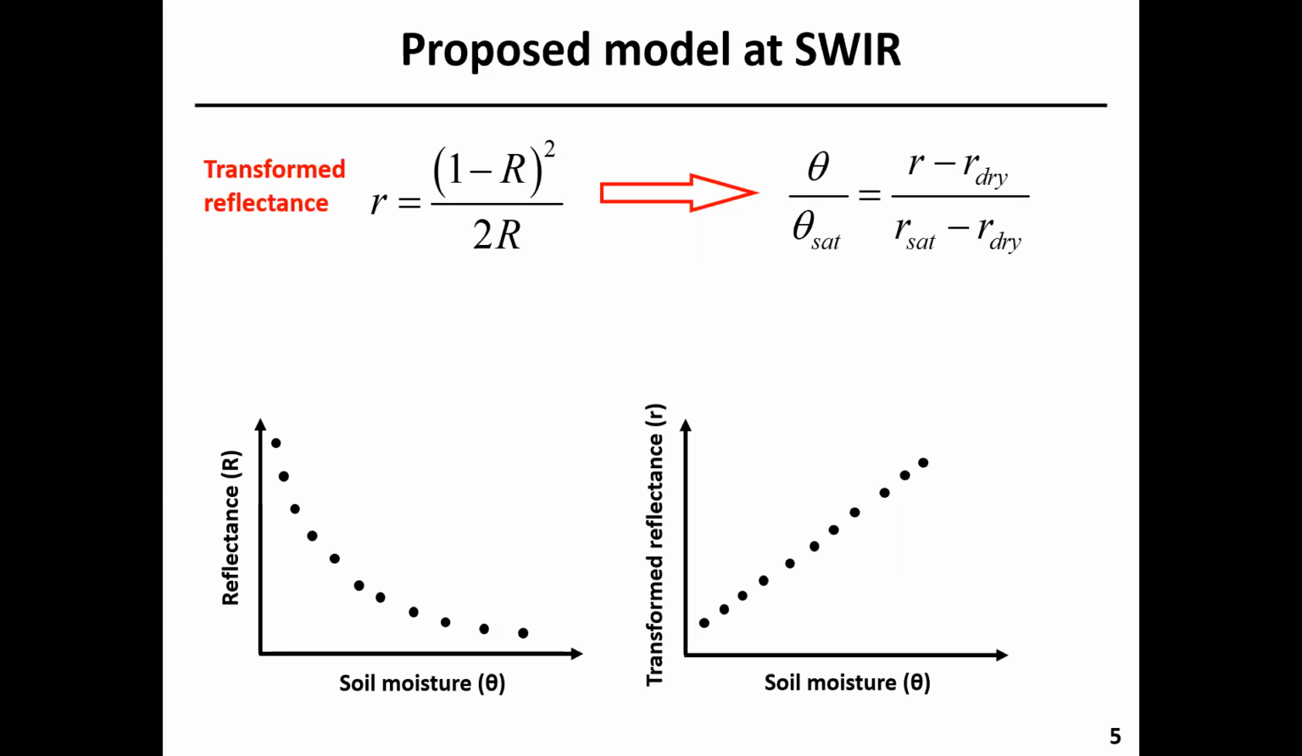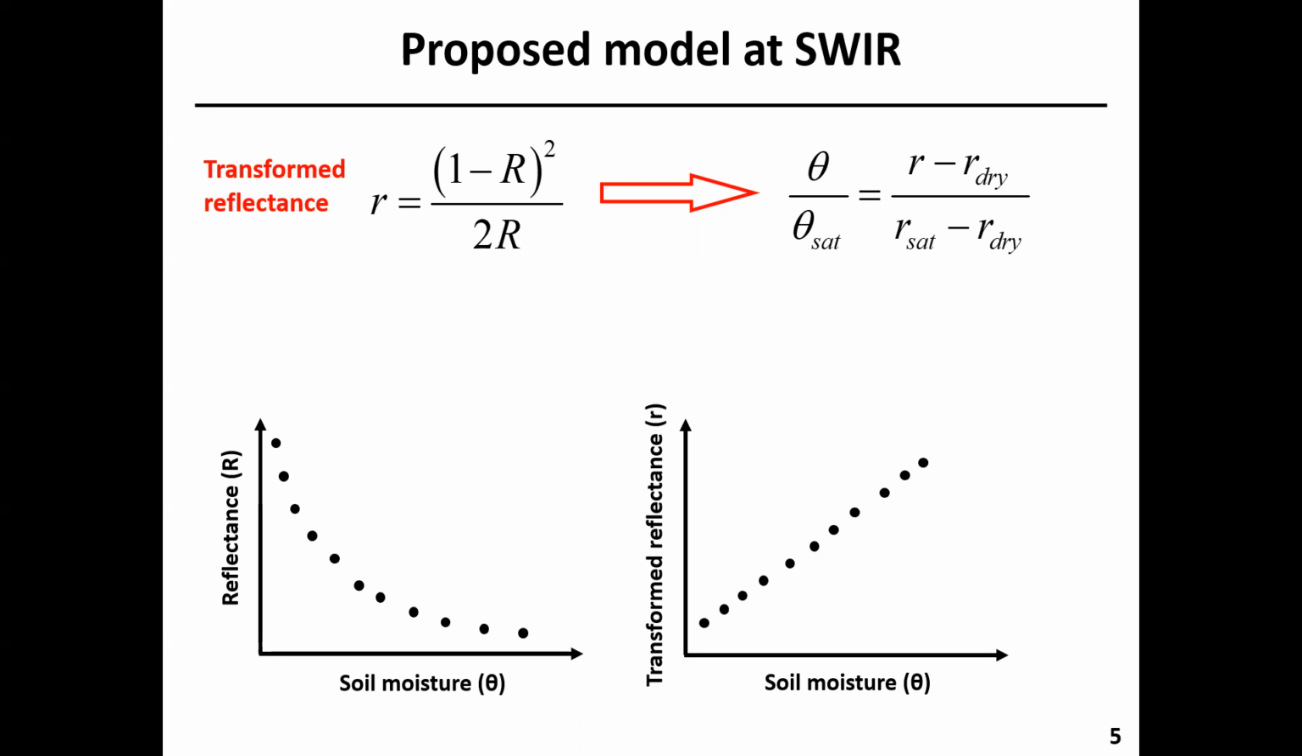And using this equation, the small r that we call transform reflectance, if we transform the capital R, like 1 minus r squared over 2r, so we call it transform reflectance. And we showed that there is a linear relationship at the SWIR or shortwave infrared wavelengths between soil moisture and the transform reflectance.